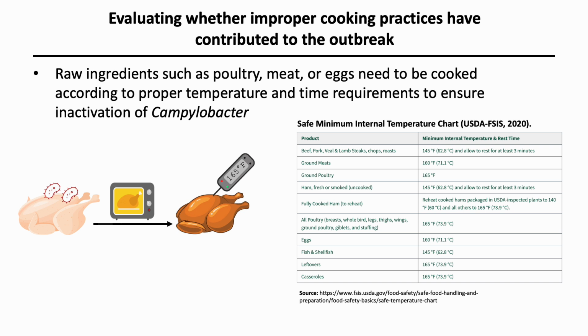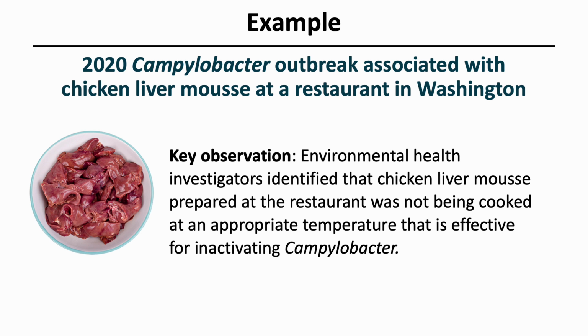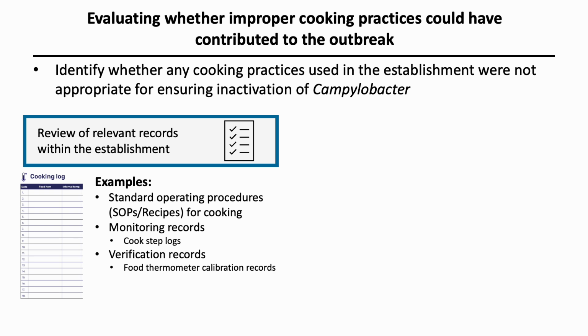Remember that, although the poultry industry is doing everything to eliminate Campylobacter from raw foods like poultry and eggs, there is always a chance that Campylobacter could be present on these foods before cooking. For example, in a 2020 Campylobacter outbreak associated with chicken liver at a restaurant in Washington state, environmental health investigators identified that the chicken liver mousse prepared at the restaurant was not being cooked at an appropriate temperature that is effective for inactivating Campylobacter.